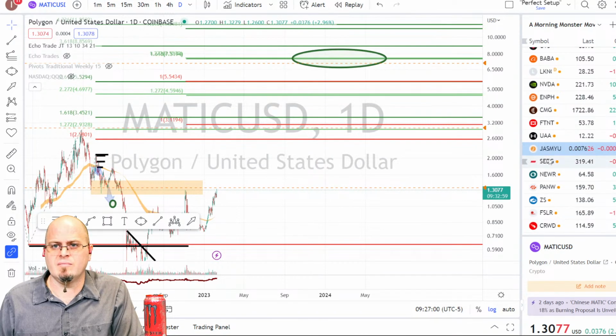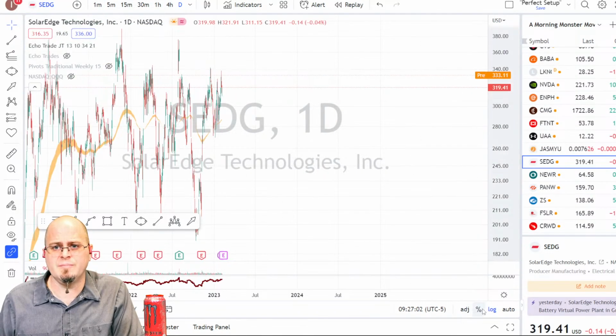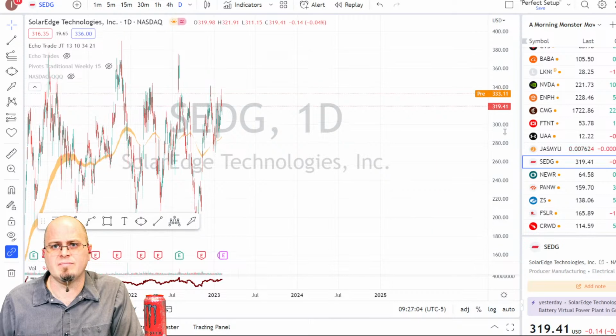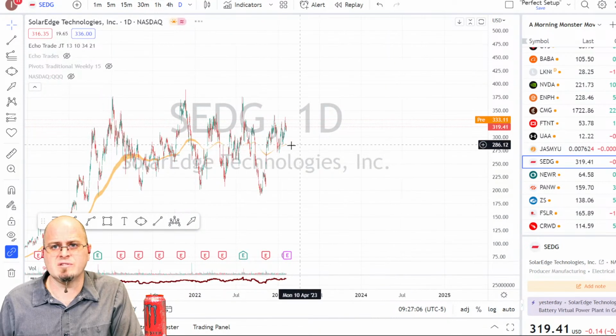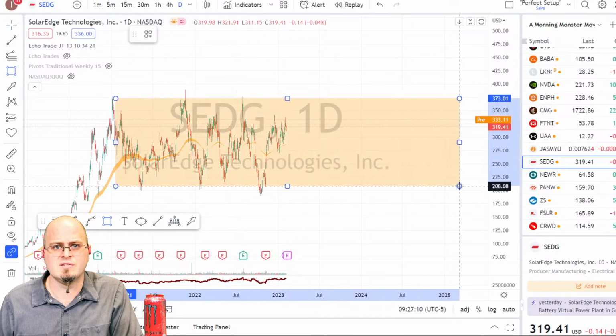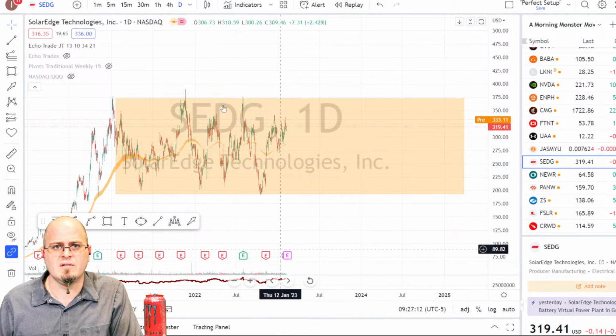All right, next up, SEDG. That's just sideways. That's a big consolidation. Solar Edge can't break out, can't break down.